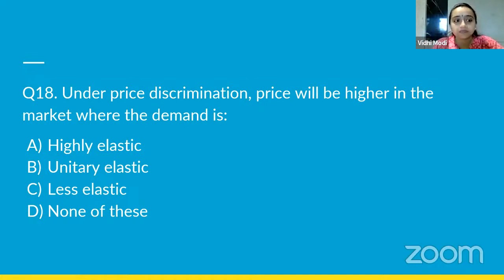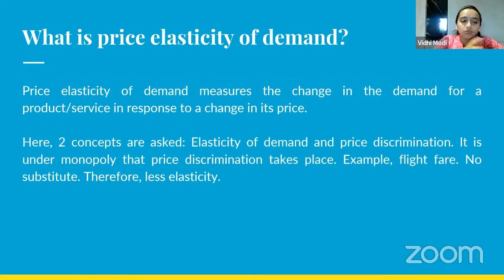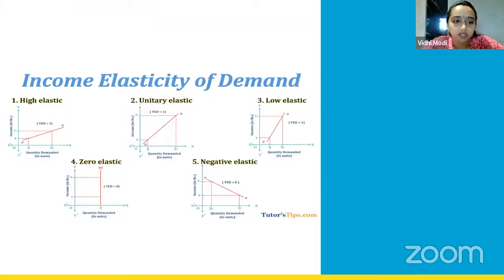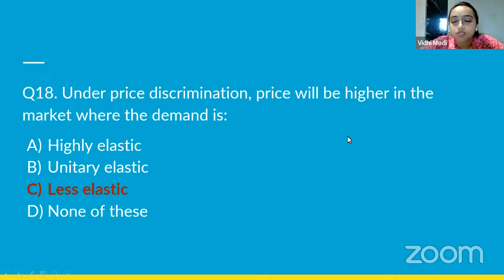So now, price will be higher in the market where the demand is highly elastic, unitary elastic, less elastic, none of these. Talking about the property of monopoly market, are there close substitutes? No, there are no close substitutes. Therefore, the demand would be less elastic, right? Here is the explanation for the same. Elasticity of demand and price discrimination, both together, were asked in this question. You can see this image and it will help you understand. Just see the third one, low elastic. The responsiveness of quantity demanded to the change in price is low. So the answer would be less elastic, option C.